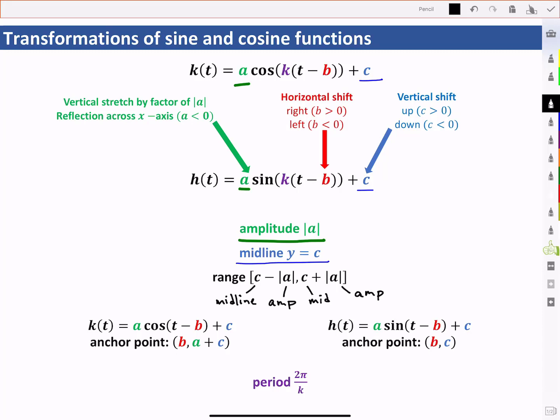The real number b applies a horizontal shift to the sine or cosine function. The anchor point for the cosine function has a t value that is equal in value and direction of the horizontal shift, and the output is determined by adding the amplitude to the midline. While for the sine function, the anchor point has a t value that is also equal in value and direction of the horizontal shift, and the output is determined by the location of the midline. Lastly, the real number k applies a horizontal scaling, and the period equals 2 pi over k.